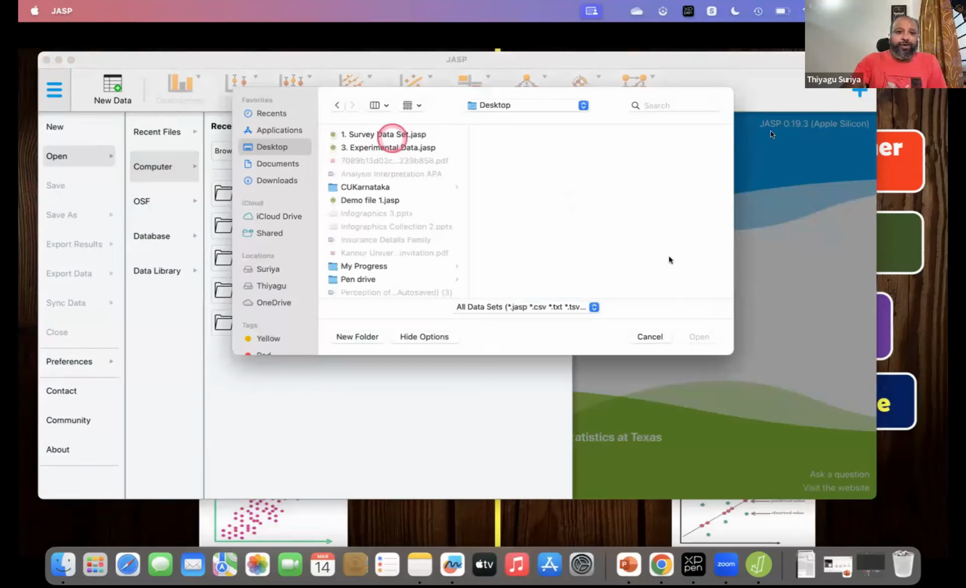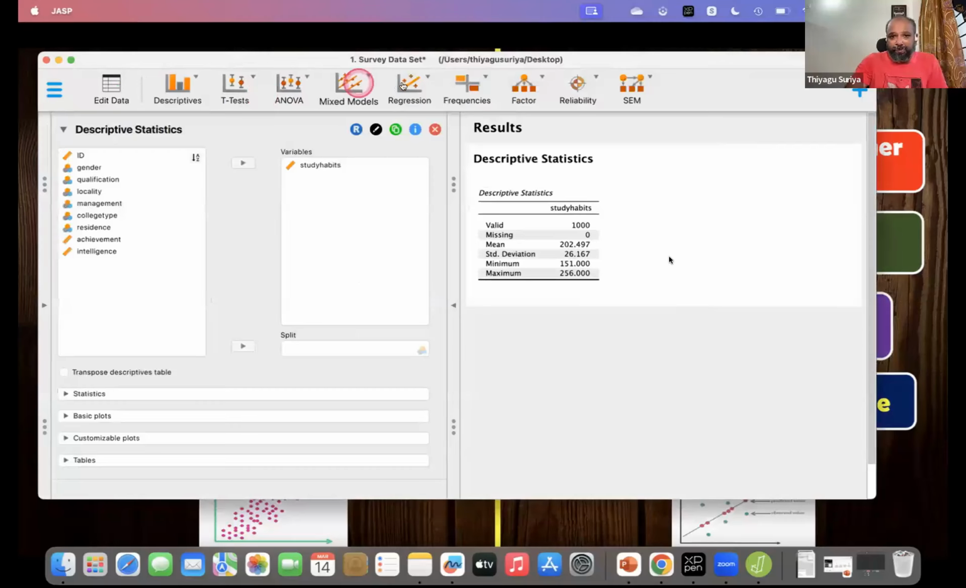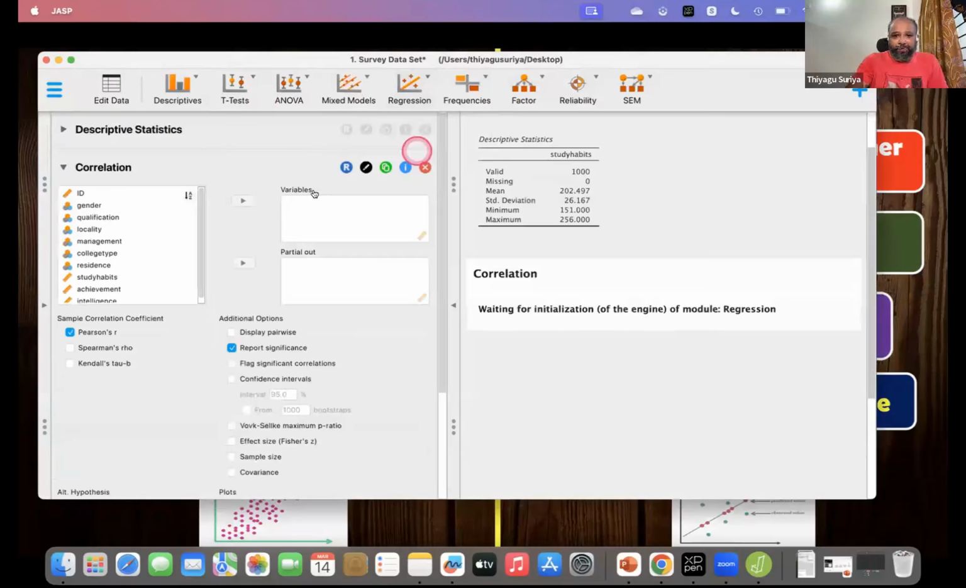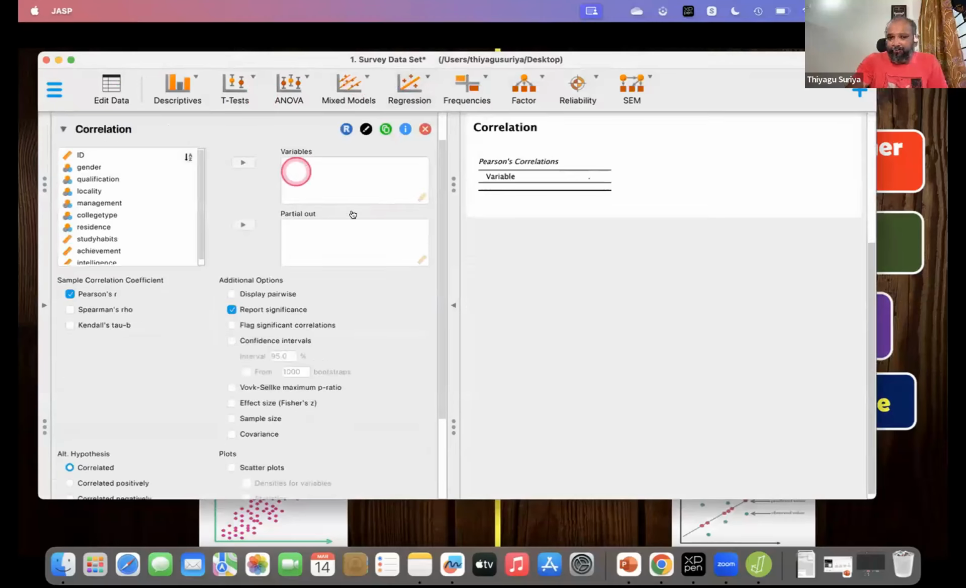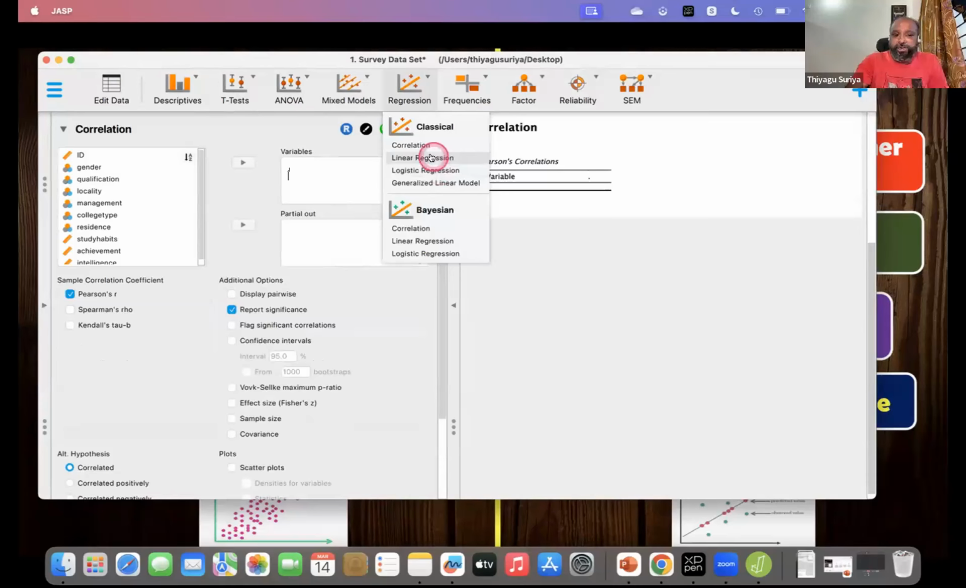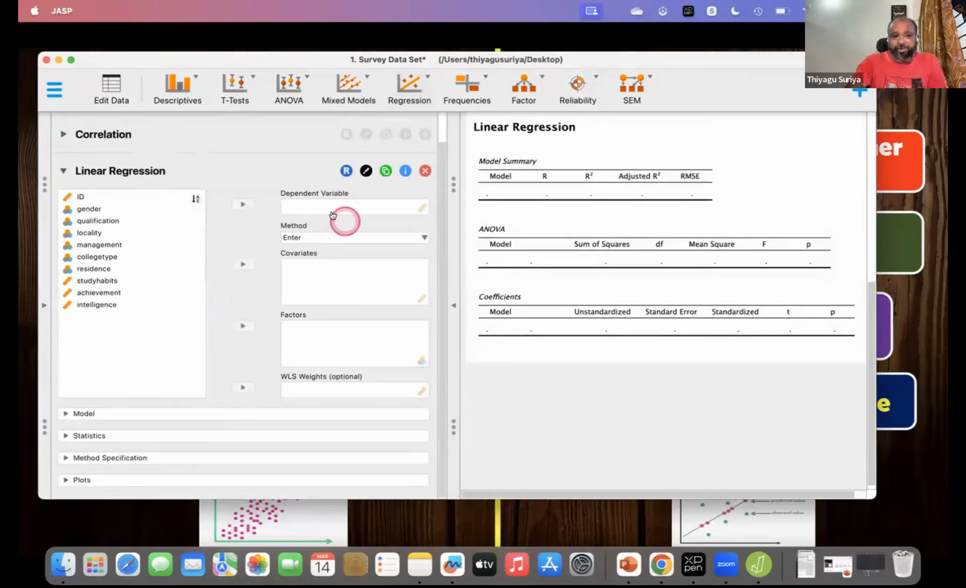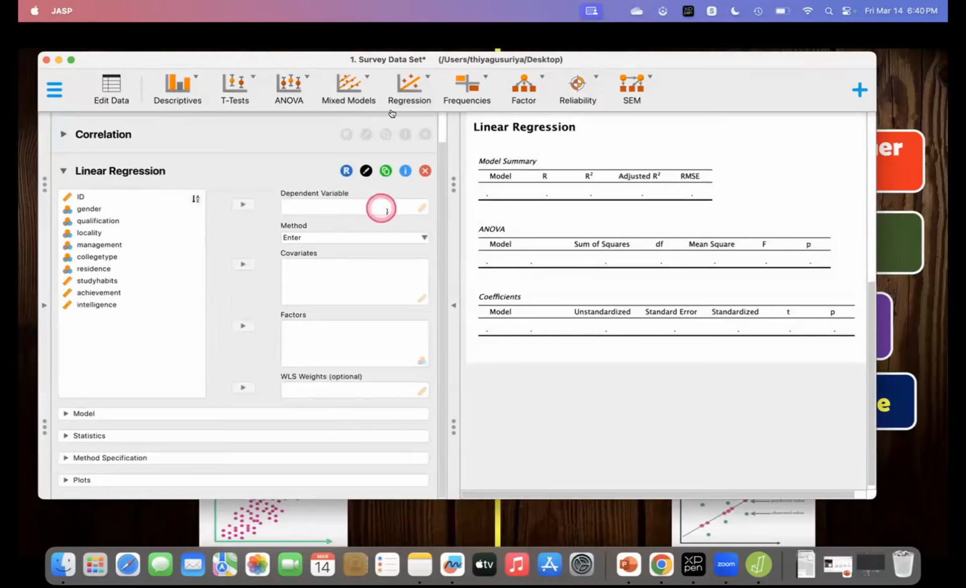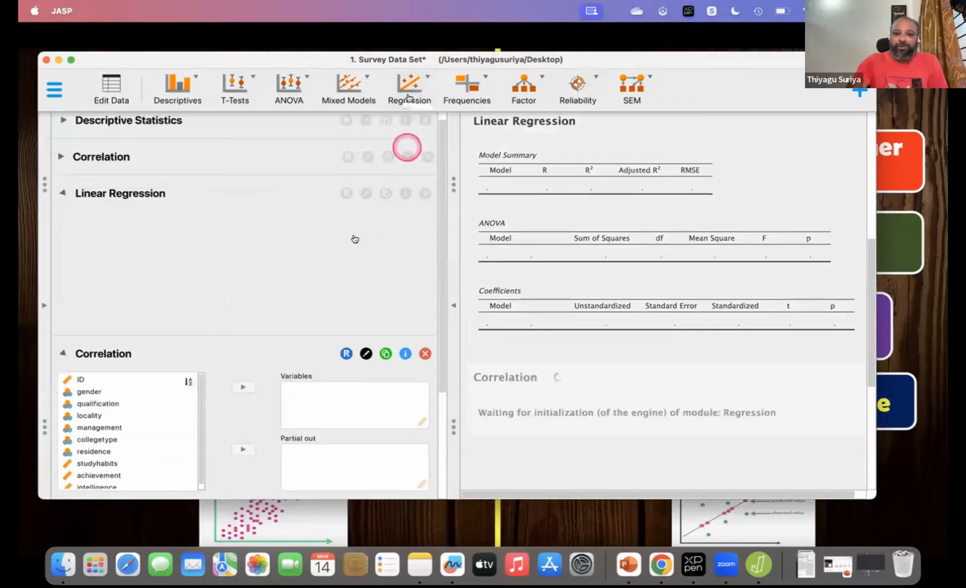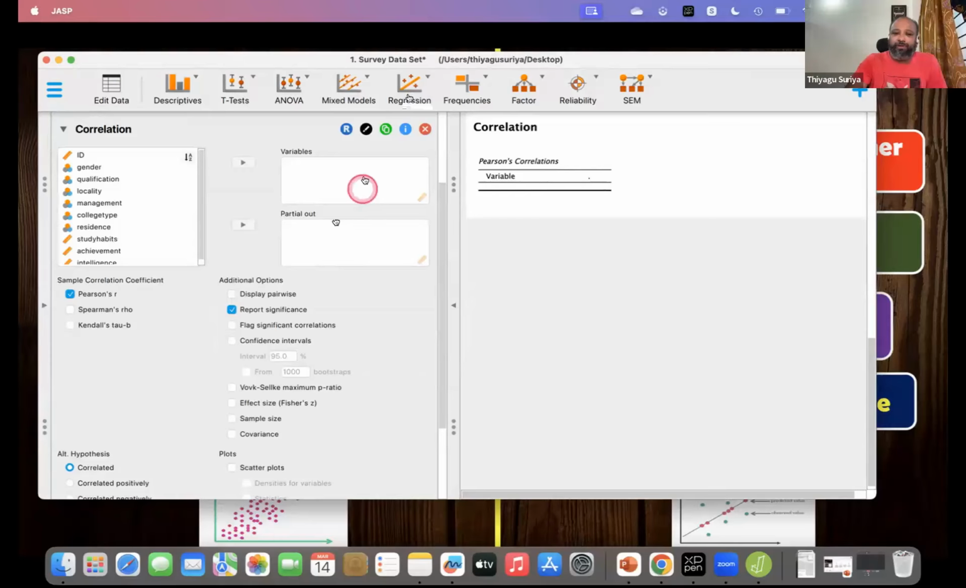Right now, you can see that when you do correlation, you click the correlation, and it asks only for the variables. It does not distinguish independent or dependent variable. Only the variables, right? But when you go to linear regression, what are you finding? Dependent variable. Why does correlation not highlight independent variable and dependent variable?